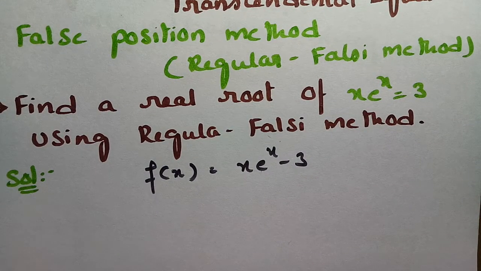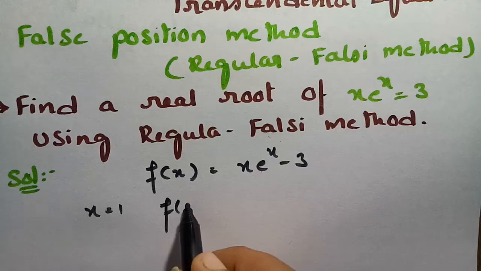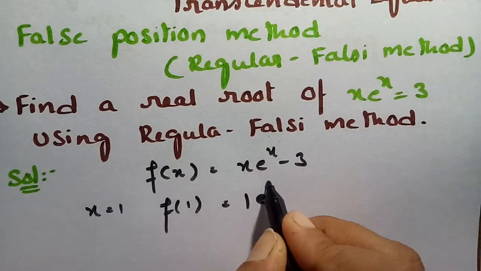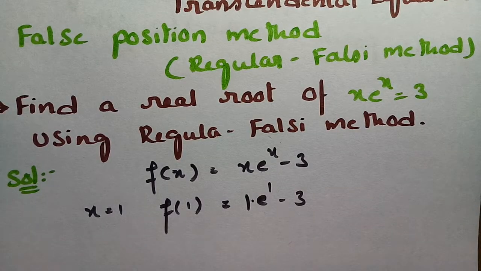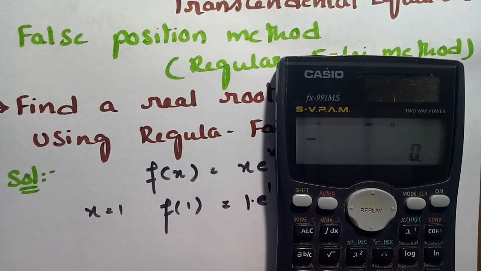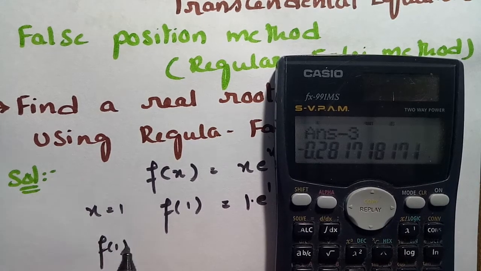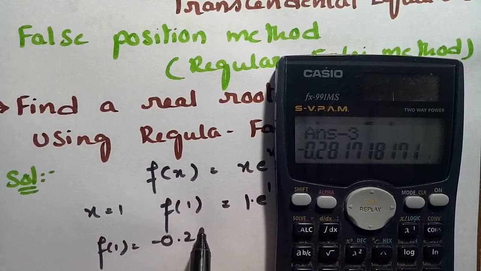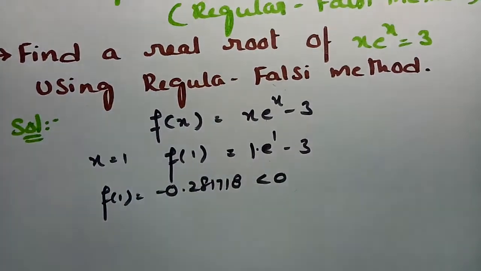First of all, we have to check the values. If I keep x is equal to 1, f of 1 will be 1 into e power 1 minus 3. So let's check here. This will be 1 into shift e power 1 minus 3. So f of 1 value is nothing but minus 0.281718, which is less than 0.